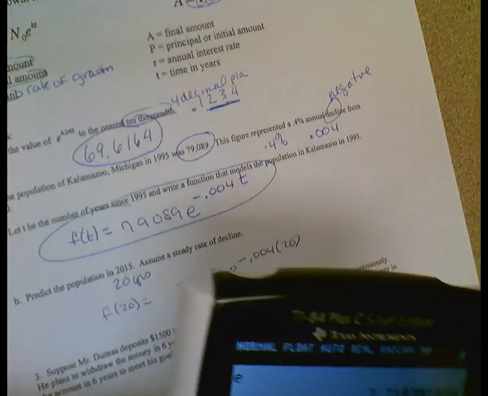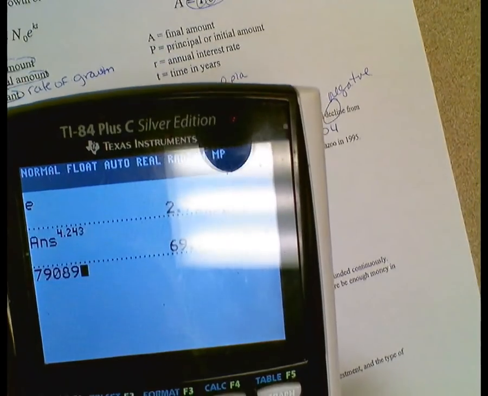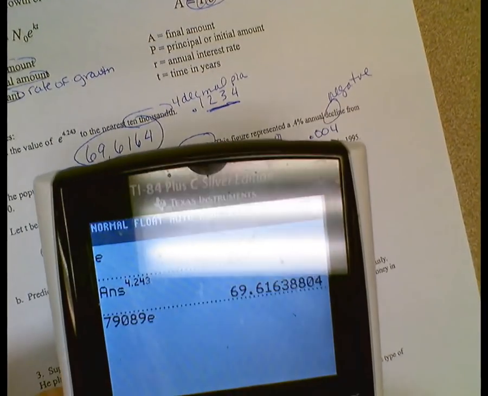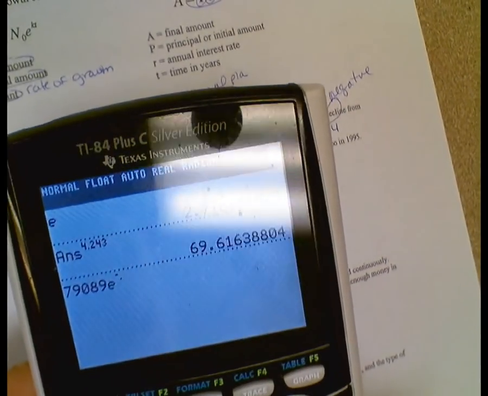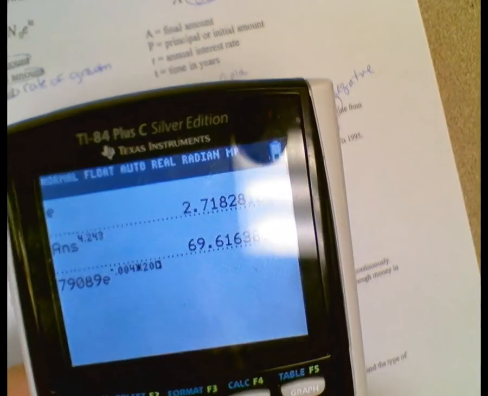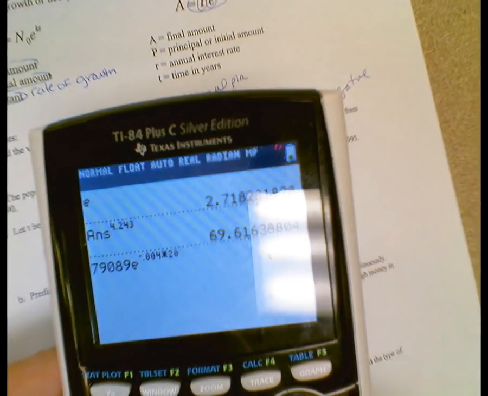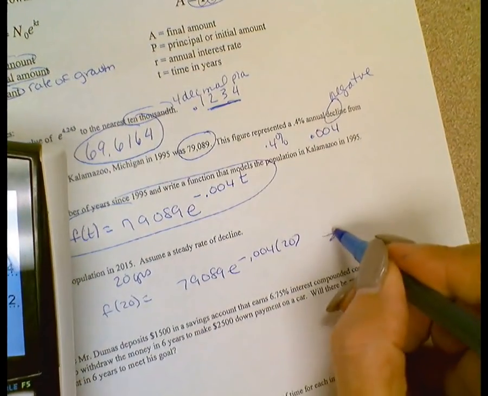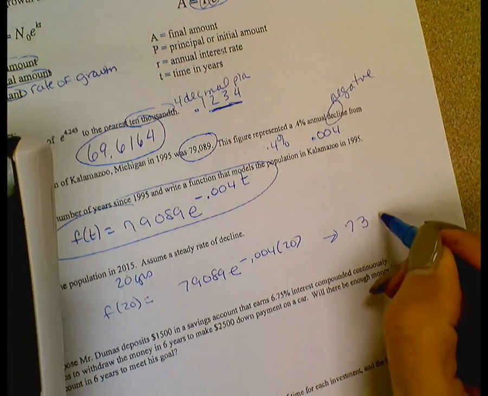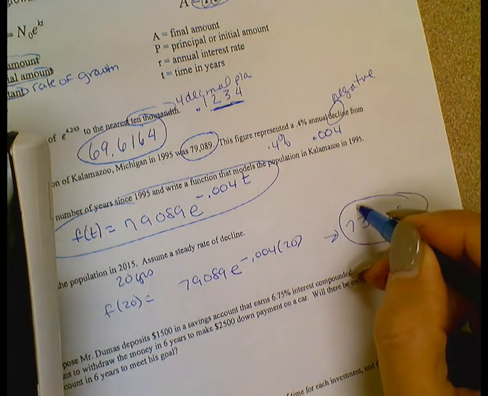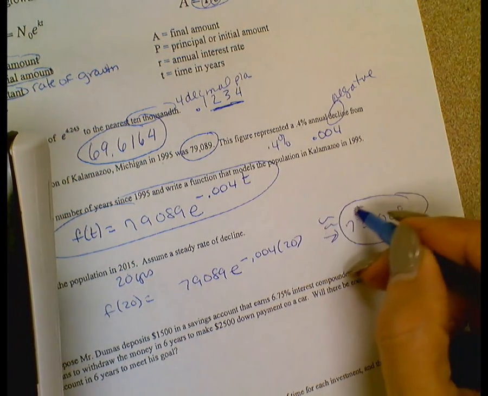79089 times E, so second division, raised to the negative 0.004 times 20. So it's going to go up, or decline, I'm sorry, to 73,008 people, approximately. So you can say approximately.